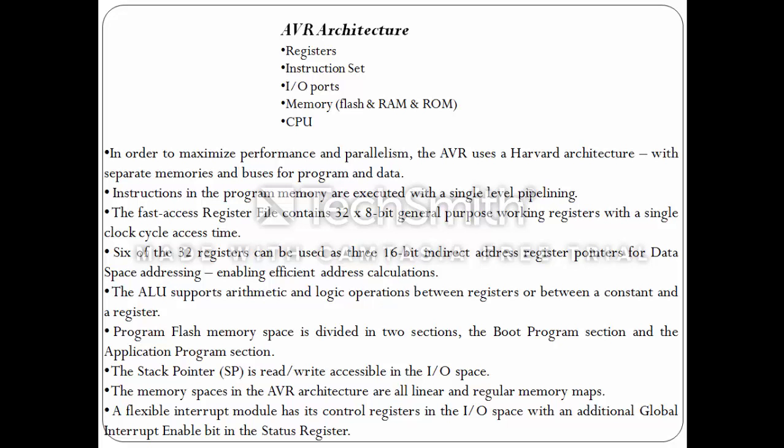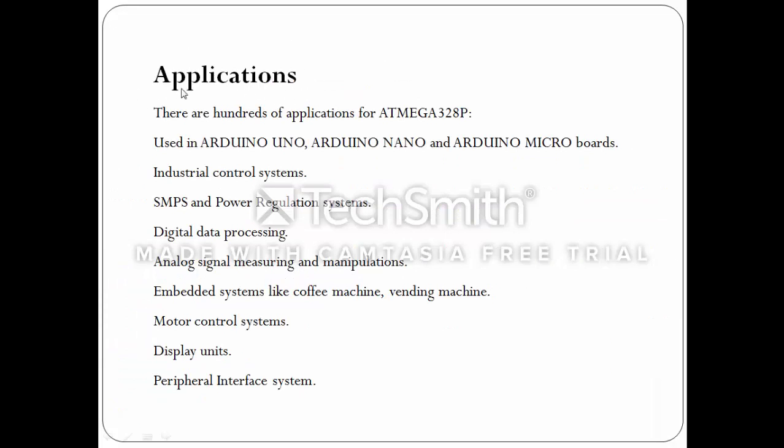These are the functions of each component of the Atmega 328P architecture. These are some of the applications of Atmega 328P. Normally this hardware is used in industrial control systems, SMPS and power regulator systems, digital data processing, analog signal measuring and manipulation, embedded systems like coffee machines and vending machines, and also in motor control systems, display units, and peripheral interface systems.